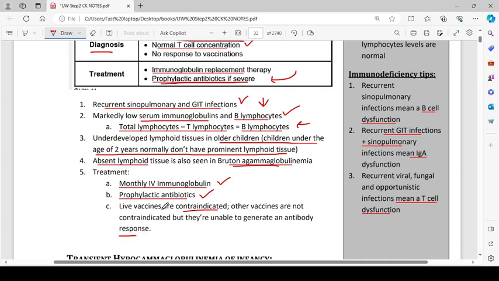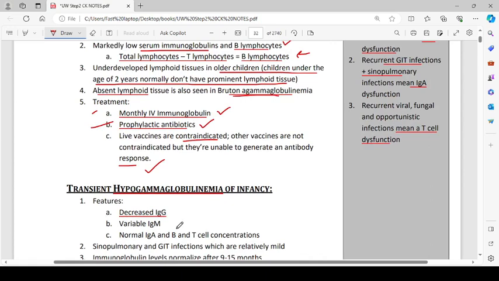So monthly IV immunoglobulin, prophylactic antibiotics, and live vaccines are contraindicated. Other vaccines are not contraindicated, but they are unable to generate an antibody response.